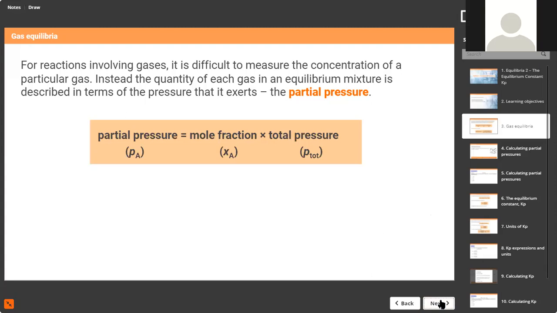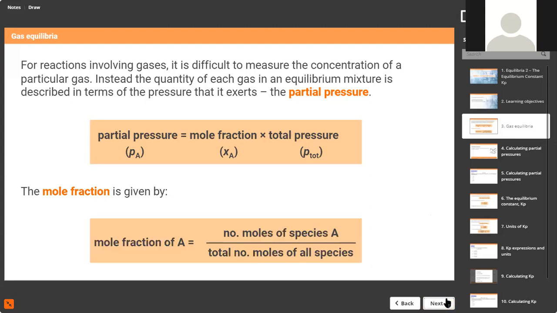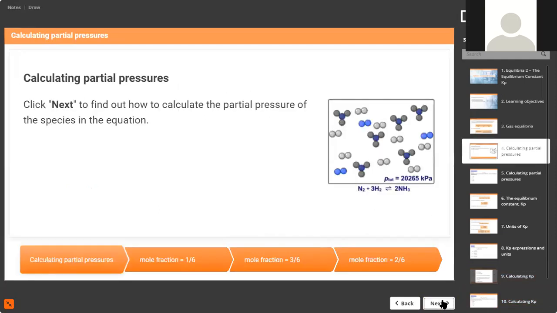So to work out partial pressure, which is PA, we have our mole fraction, which is XA, multiplied by our total pressure, which is P total. The mole fraction of A is our number of moles of species A divided by our total number of moles of all the species in the reaction. So it's just a fraction of the moles. That's literally all there is to working it out.